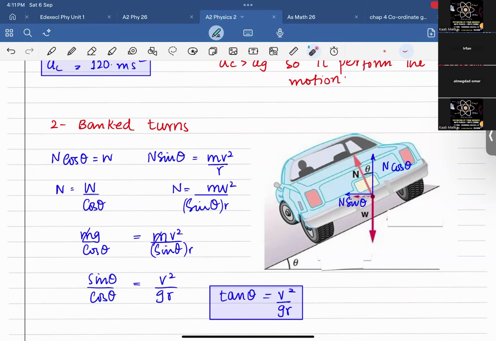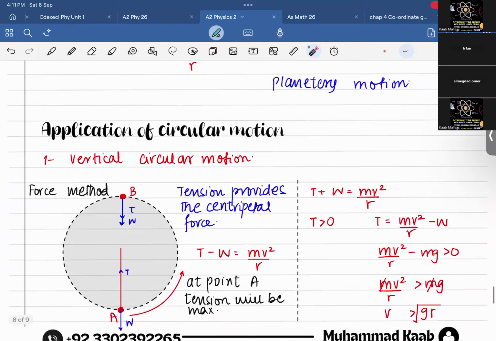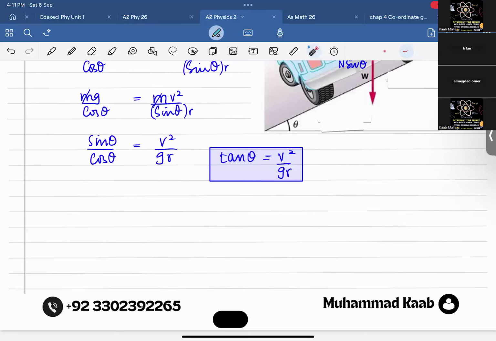Now this is the second concept. The third concept is the concept of the conical pendulum, but it's not that much tested in our syllabus, so I'm not going through it. I'm rather going towards the questions. Okay, let's try some of the questions. I have my workbook right here.